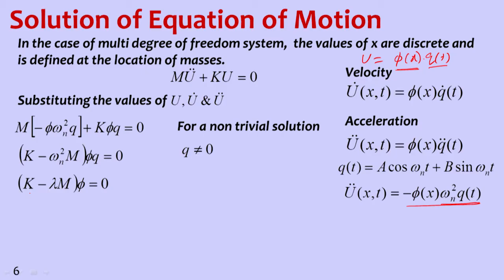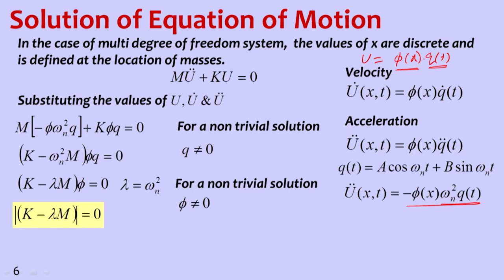So that gives us k minus lambda m into phi is equal to 0, where lambda is omega n square. Then for a non-trivial solution, phi also cannot be 0. If phi is 0, the solution is 0. If q is 0, the solution is 0. So we want both q and phi to be non-zero. In that case, the determinant of k minus lambda m should be 0. This is called the characteristic equation.